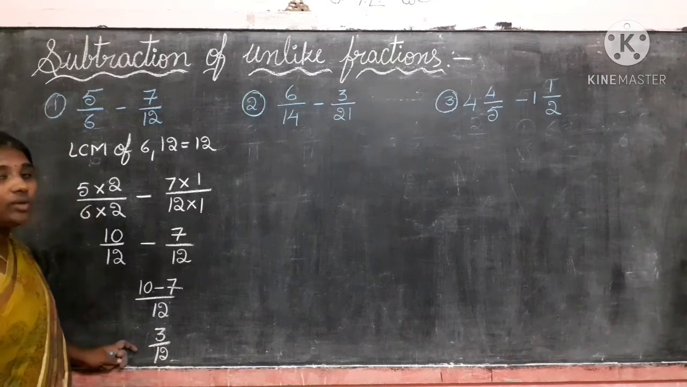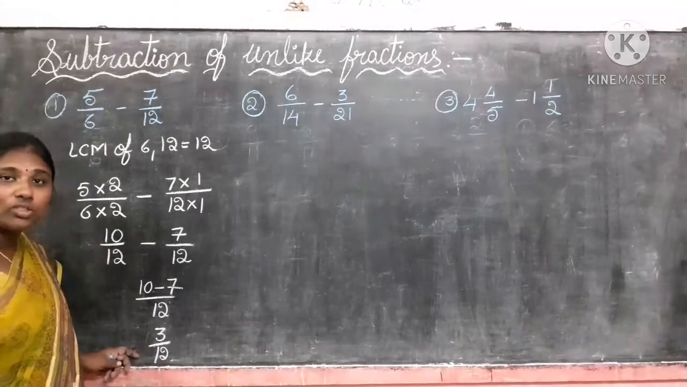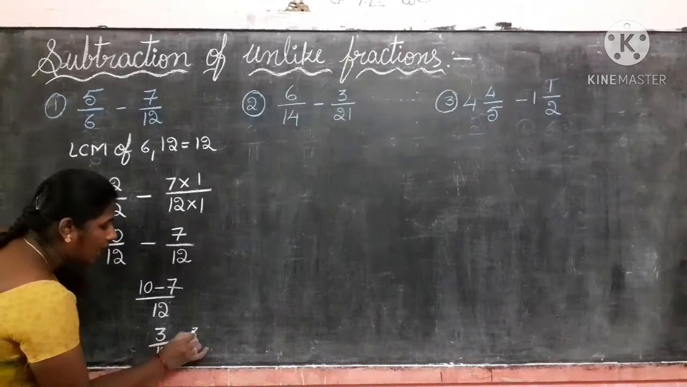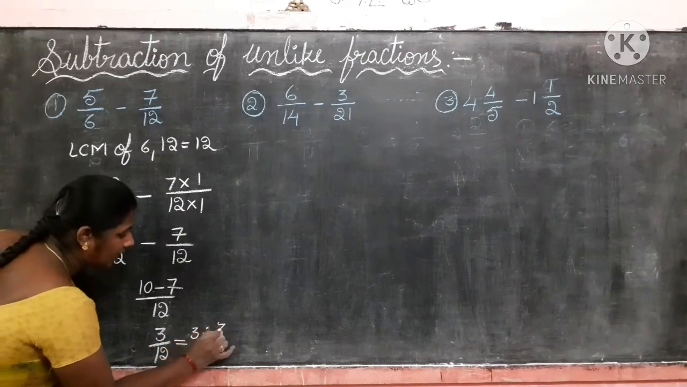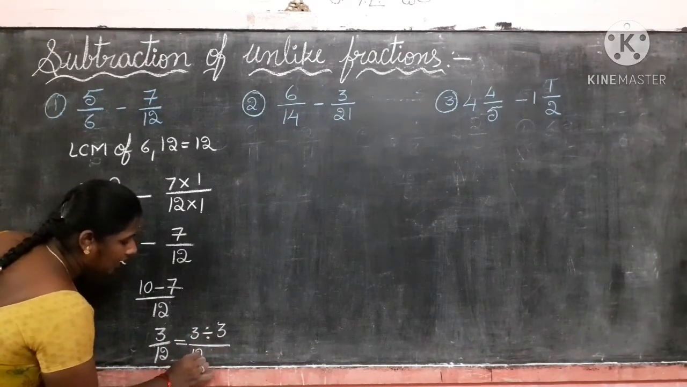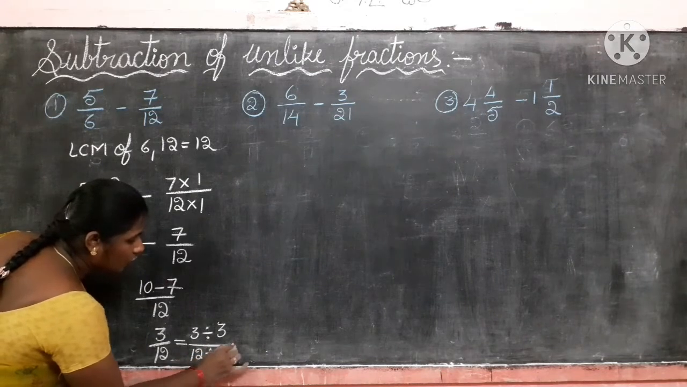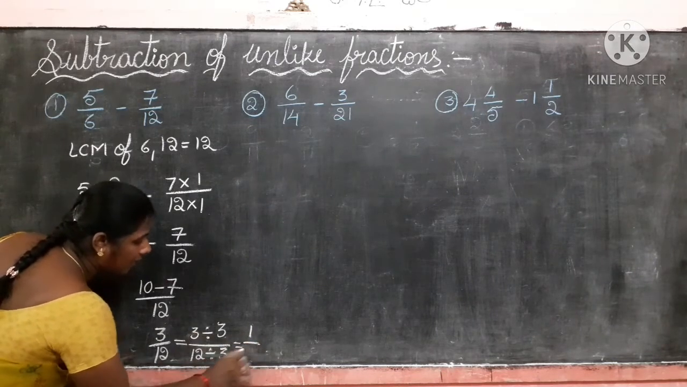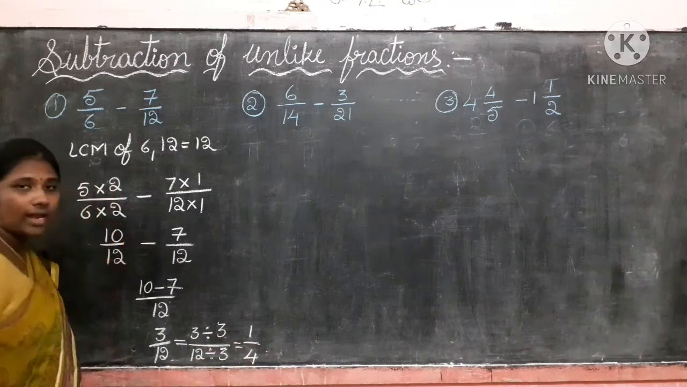These 3 and 12 will come in the same table. What table? Both will come in 3 table. So both we have to divide by 3. 3 divided by 3 by 12 divided by 3. So 3 table: 3 ones are 3, by 3 fours are 12.